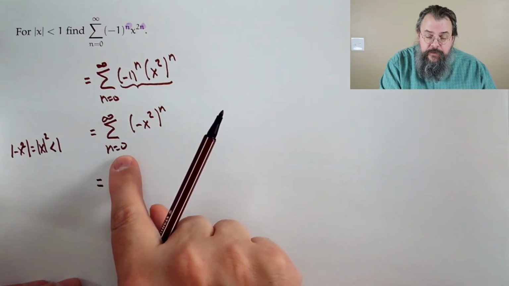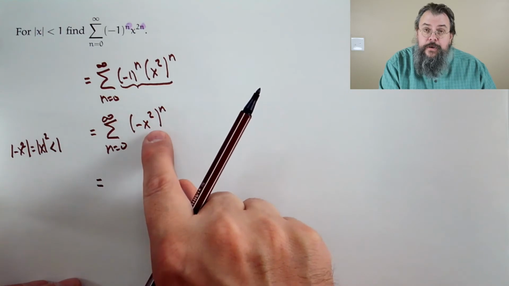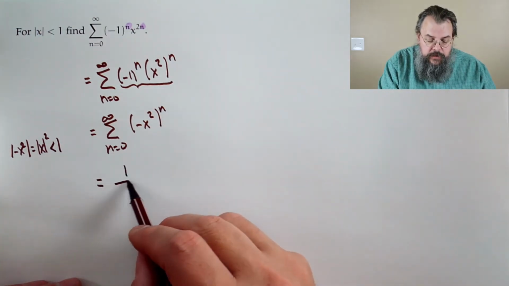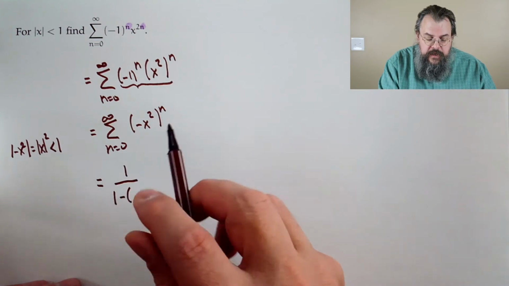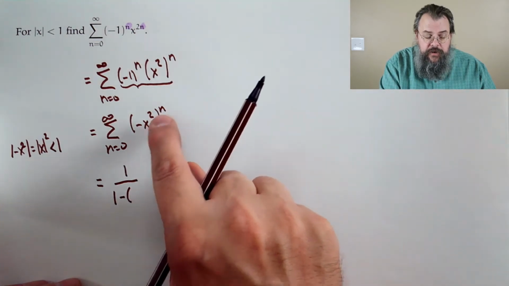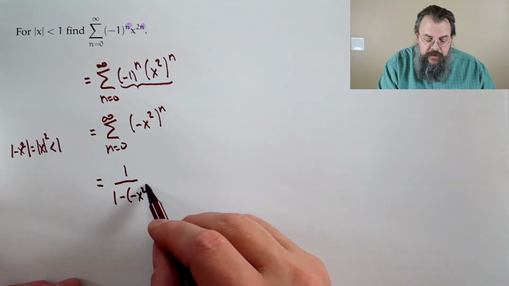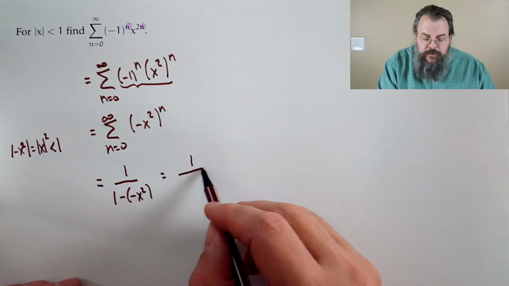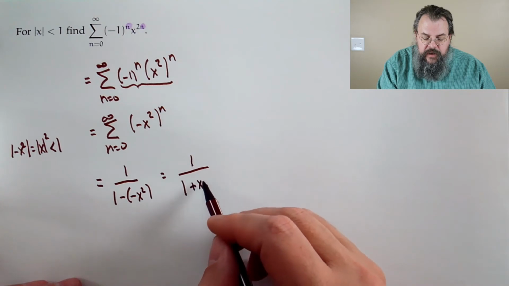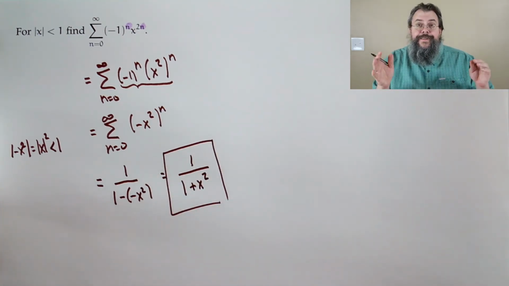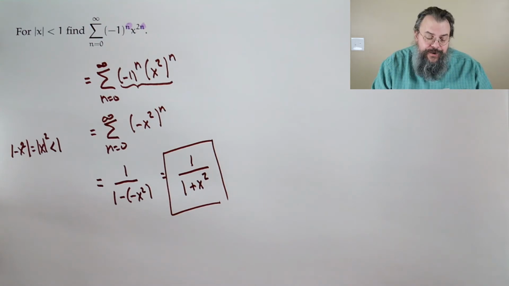The first term, corresponding to n equals 0, would be 1. So we're going to get 1 over 1 minus, and what we have being raised to the nth power, our multiplicative factor, is minus x squared. So we end up with 1 over 1 plus x squared. That's it. We're done. Wow, cool.